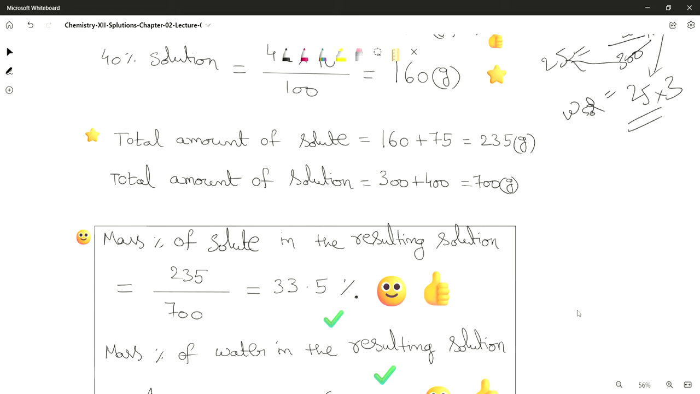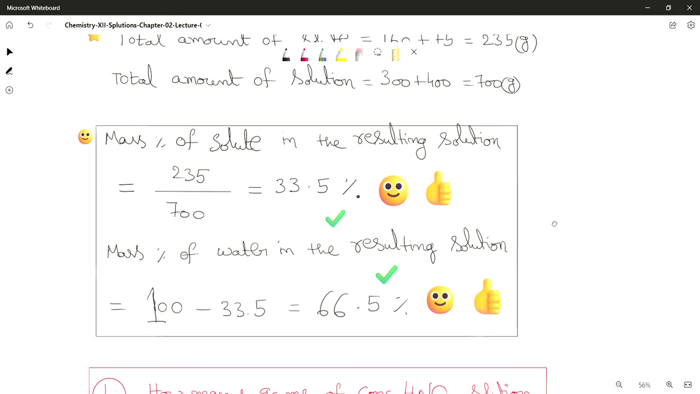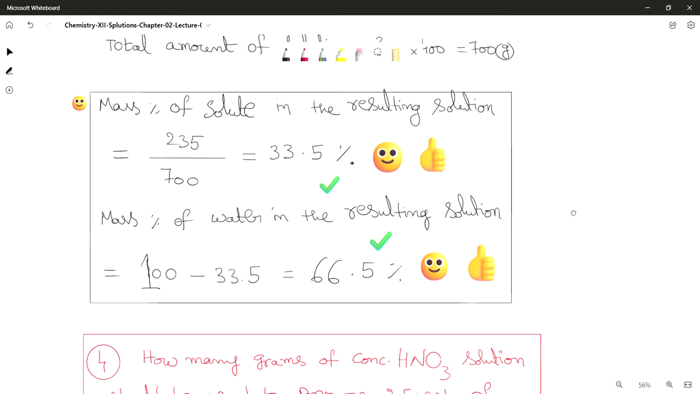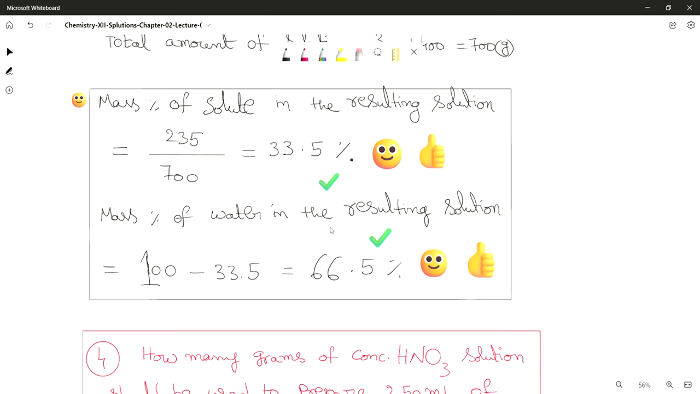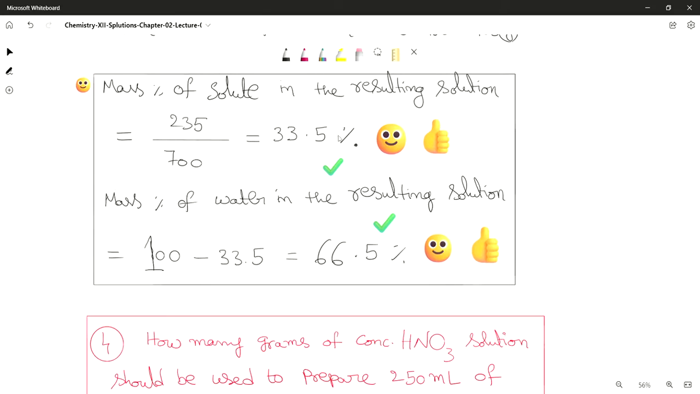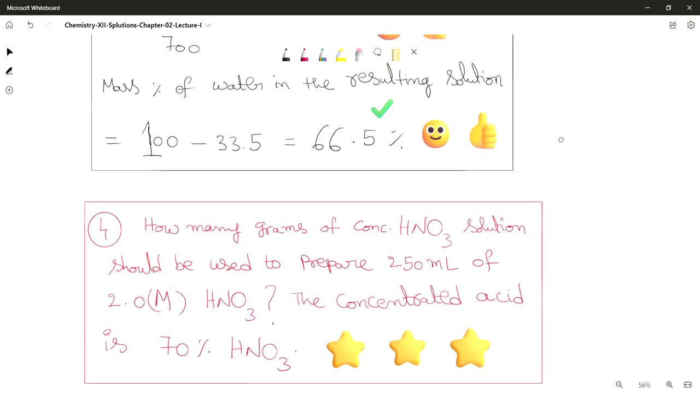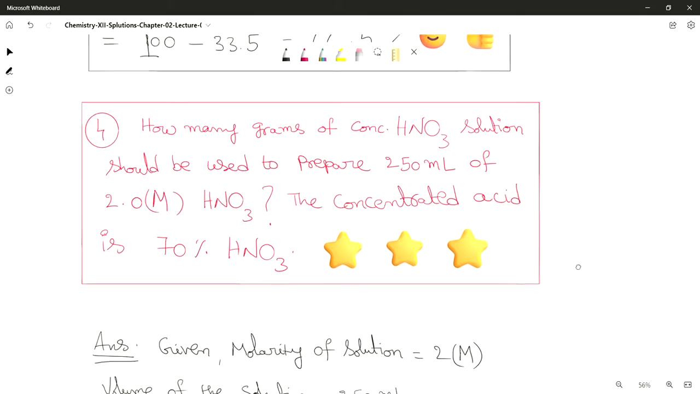So the mass percentage of solute in the resulting solution is 235, what we got, divided by 700, which is 33.5%. And the mass percentage of water in the resulting solution is nothing but 100 minus the mass percentage of solute. If you subtract, you get 66.5, and that's the answer for this. Let's see the next question.